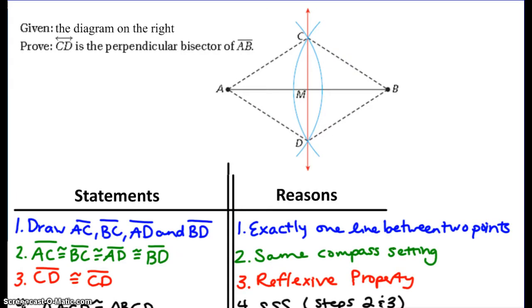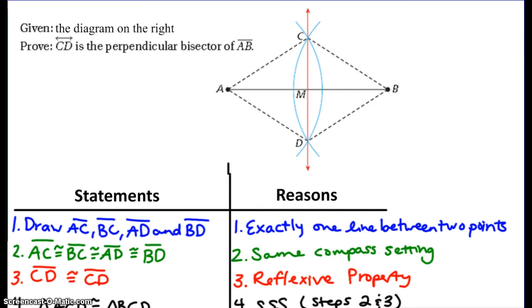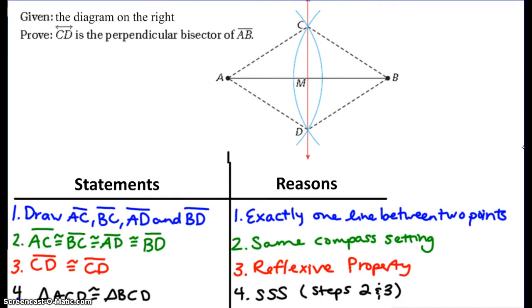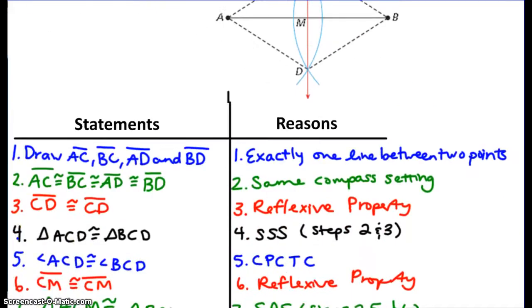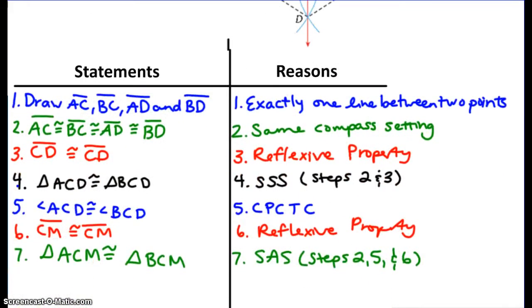Alright, so for our second proof, this time, instead of proving that M is the midpoint, we need to prove that line CD is a perpendicular bisector, meaning it meets at a right angle with line AB. Now this proof actually starts exactly the same way as our previous proof. Where that proof ends, we proved that triangle ACM is congruent to triangle BCM by side, angle, side. That's where I stopped, at statement 7.